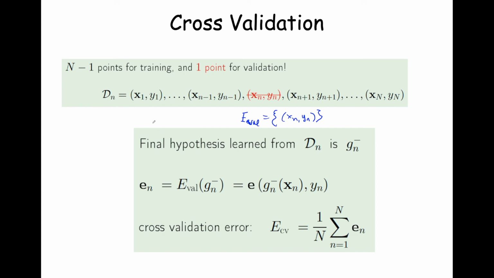And so using cross-validation error, now we take that as the criteria that we use to select that g star minus, which was the best of the limited final best hypotheses, and we call that validation error.